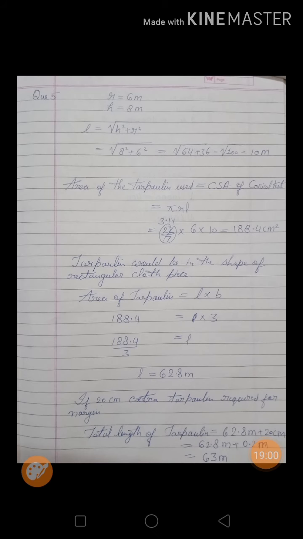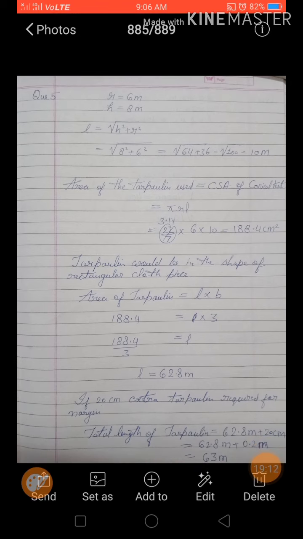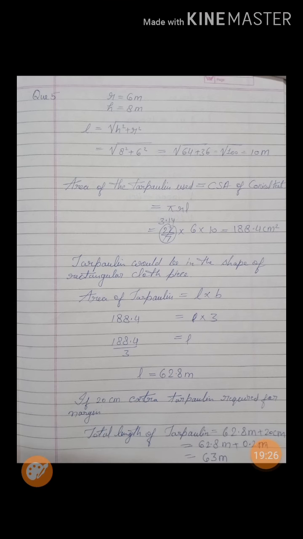Now read question number 5. What length of tarpaulin 3 meter wide will be required to make the conical tent of height 8 meter and base radius 6 meter? Assume the extra length of material that will be required for the stitching margins and the wastage in cutting is approximately 20 centimeter, and it is given in the question to use the value of pi as 3.14.